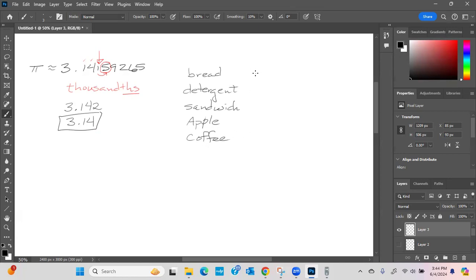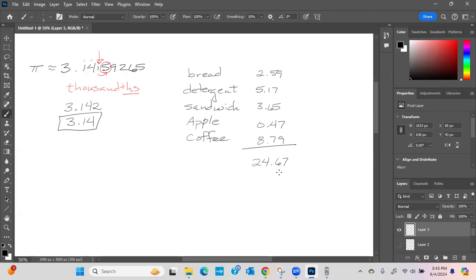So let's say the bread costs $2.59. The detergent costs $5.17. Sandwich costs $3.65. The apple costs 47 cents. And the coffee we'll say is $8.79. You take that to the register, they ring it all up, and they say, you know what, that's going to be $24.67. So you pull out your card and you pay for it.